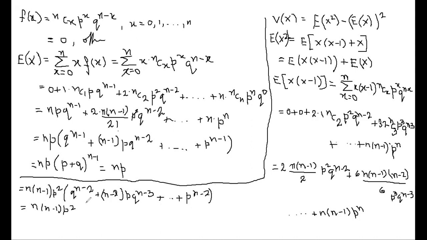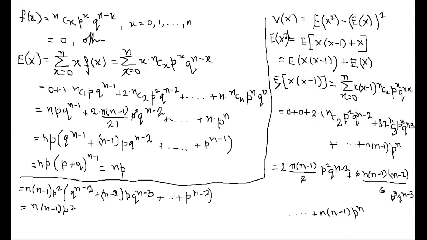So again, since p plus q is 1, that to the power n minus 2 is 1. So we are left with n into n minus 1 into p square. So what we have found is this, our E of x into x minus 1. And where we need to go? We need to go for variance.